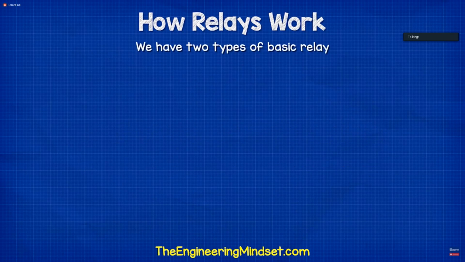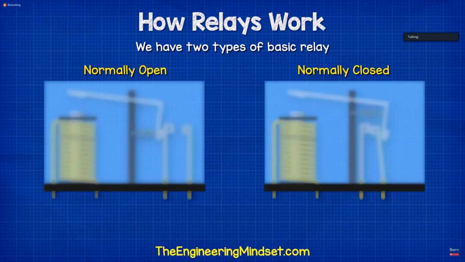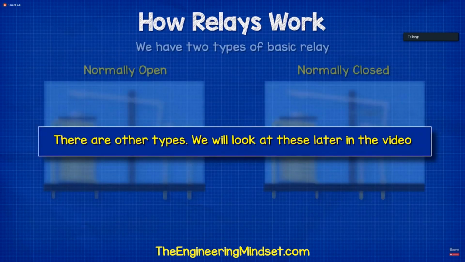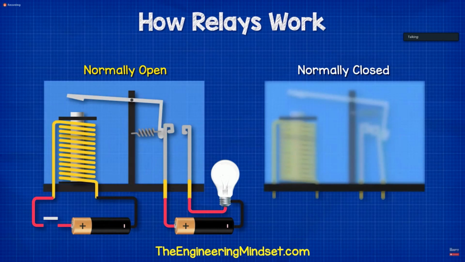We have two types of basic relay, the normally open and the normally closed type. There are other types of relays, and we're going to look at these a little later in the video. With the normally open type, no electricity flows in the secondary circuit. The load is therefore off.